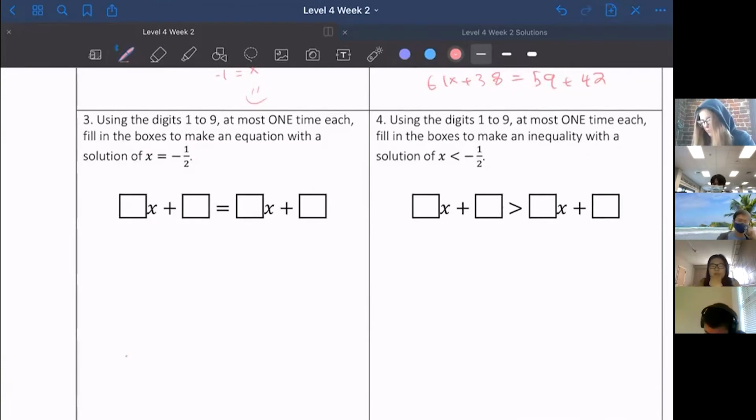Also, does anybody have any questions about number 2 while they're at it? How that worked? If not, then you can go ahead and try number 3.